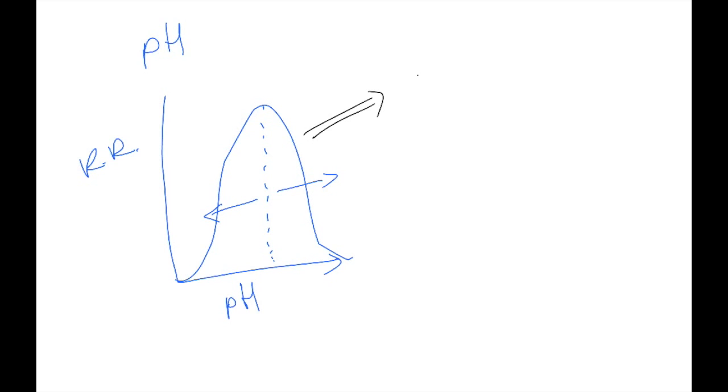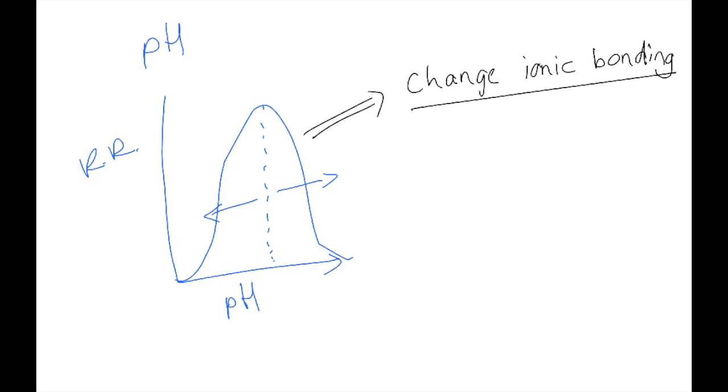a change. So if we have a change in pH, we're going to change our ionic bonding happening in the tertiary folding, the tertiary structure. So we're going to change the ionic bonding between the R groups, and therefore the active site will change. And that's not good. The more the active site changes, the less it's complementary to our substrate, the less it can catalyze a reaction.